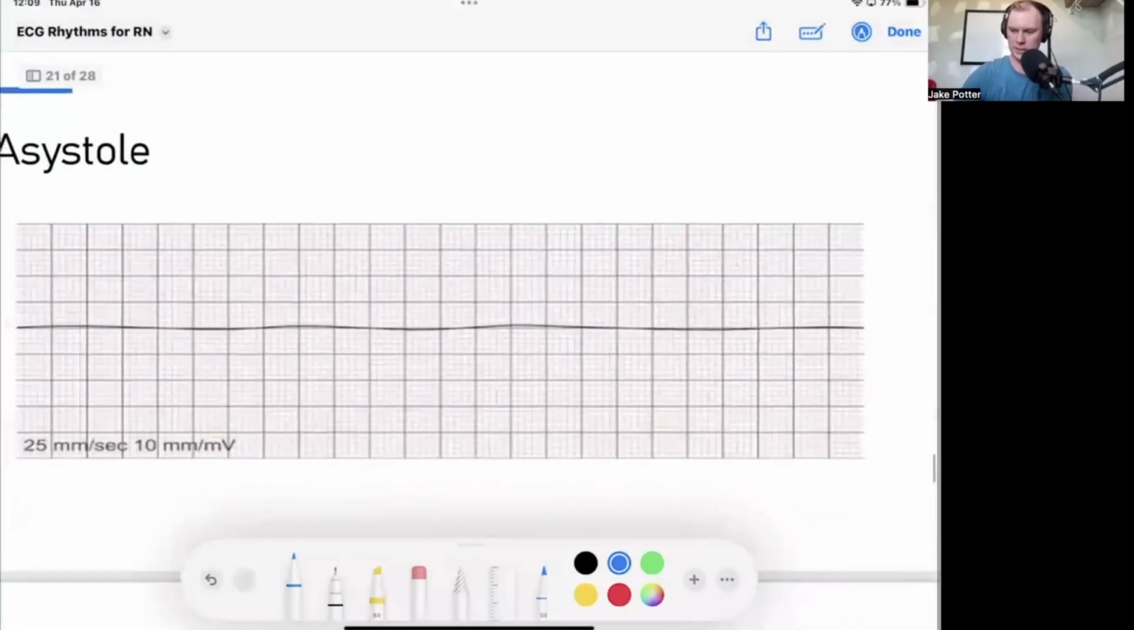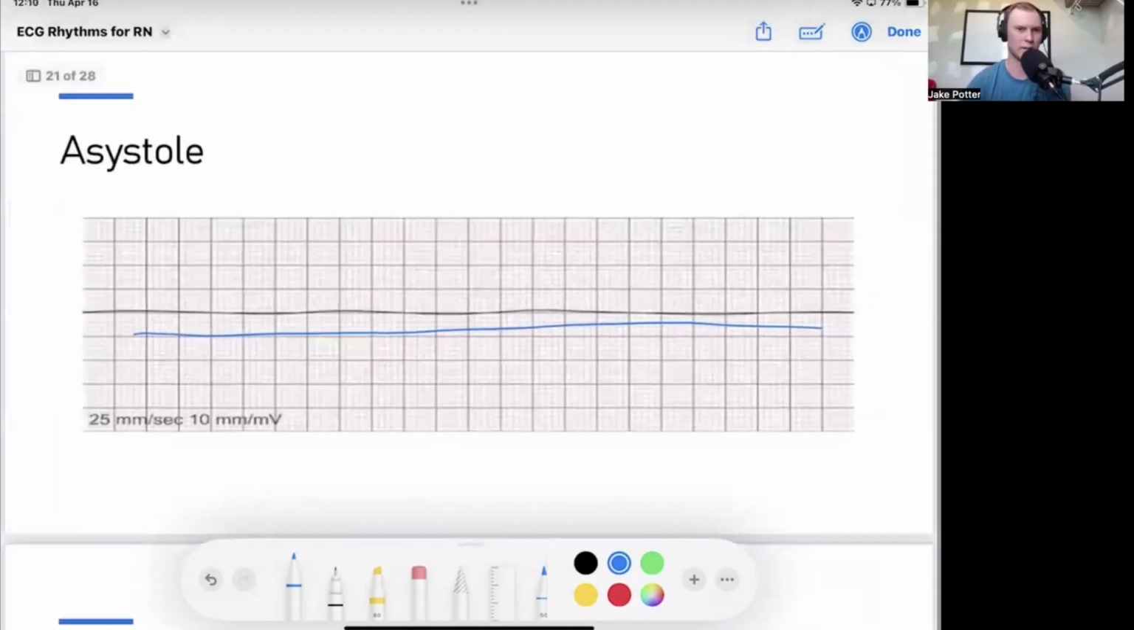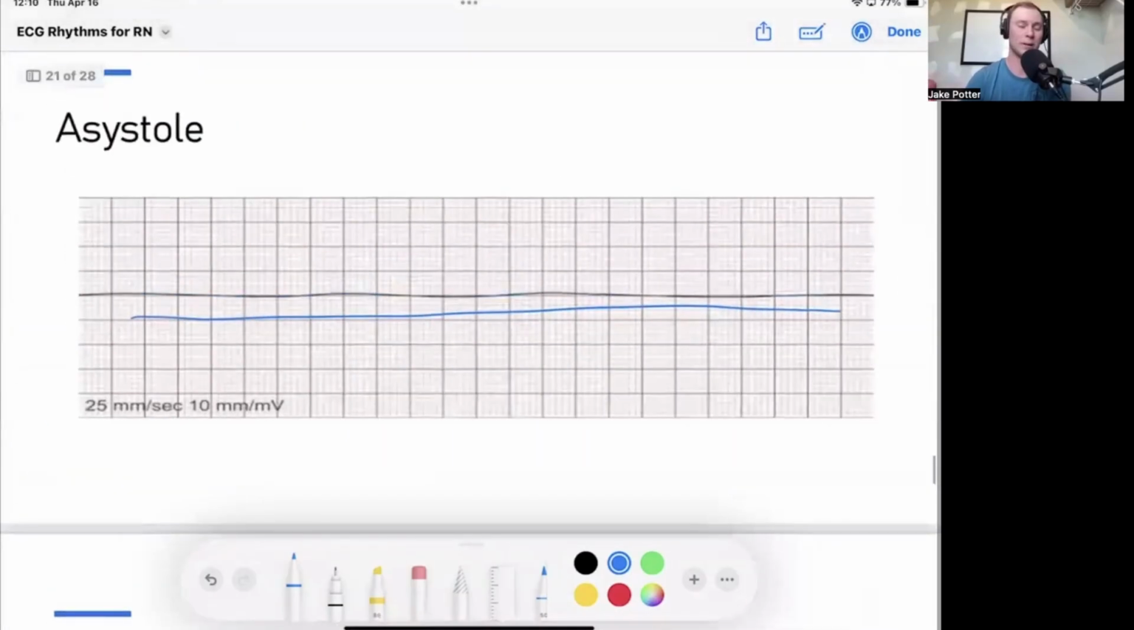So first, the most common one, which most everyone knows: asystole. It's a flat line. It can be a little bit wavy like this, but the gist is it's a flat line because there is no electrical conduction going through the heart. None at all. You don't even get P waves, anything. Asystolic, you have no cardiac activity at all. Okay. Very, very simple.